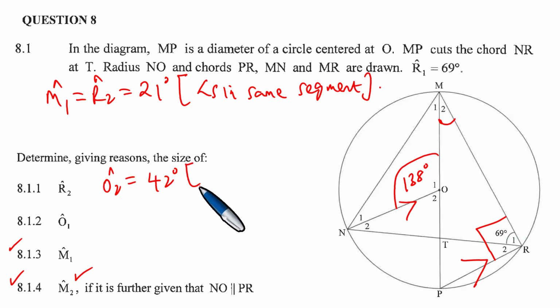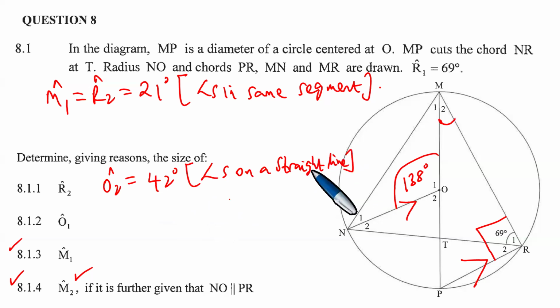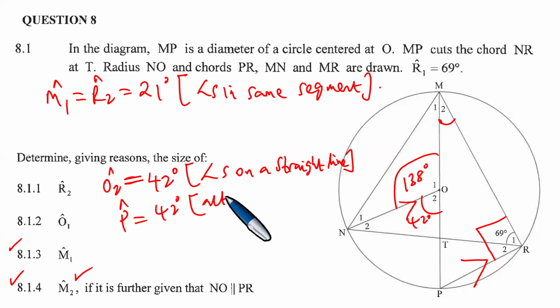Why is the angle O2 42 degrees? What is the reason? Angles on a straight line. And angle P is also 42 degrees, because of alternate angles. Why do we have alternate angles? Because they're parallel lines. What are the parallel lines? NO is parallel to PR.